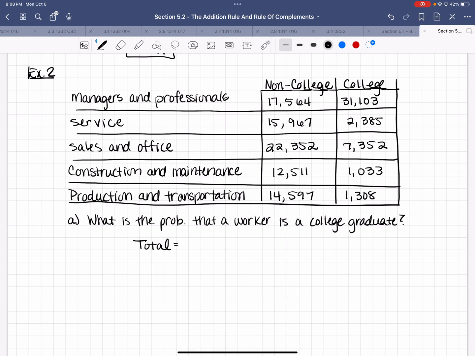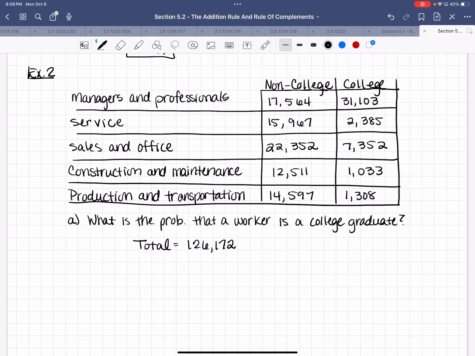What'd y'all get? Good. 126,172. 126,172 is the total number.